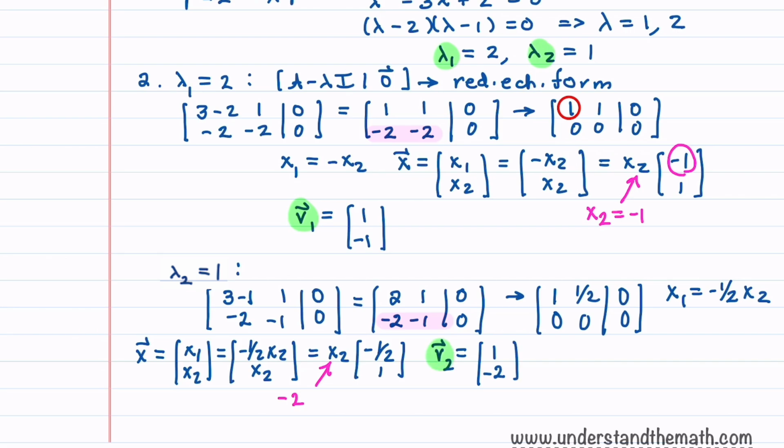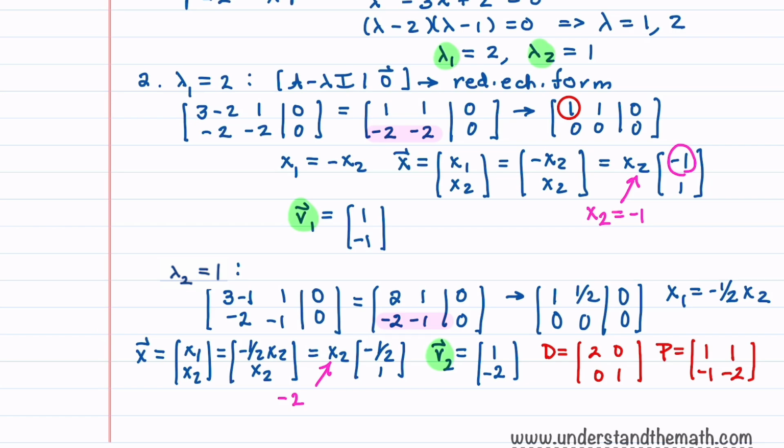Now we can construct D and we can construct P. Our matrix D is going to contain our eigenvalues along the diagonal. I'm going to put lambda 1 in the upper left, so this is going to be 2, 0, 0, 1. And then our matrix P is going to have our eigenvectors in it. We had lambda 1 in the first column, so we have to have v1 in the first column. And this is 1, minus 1. And then our v2 is 1, minus 2.